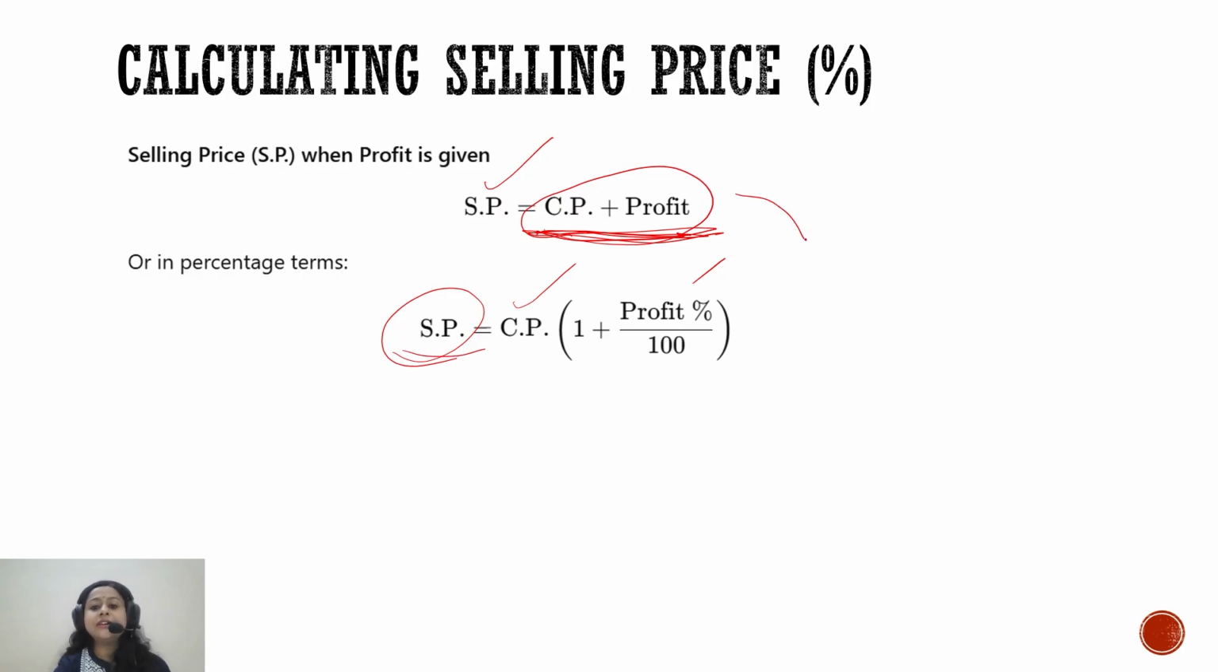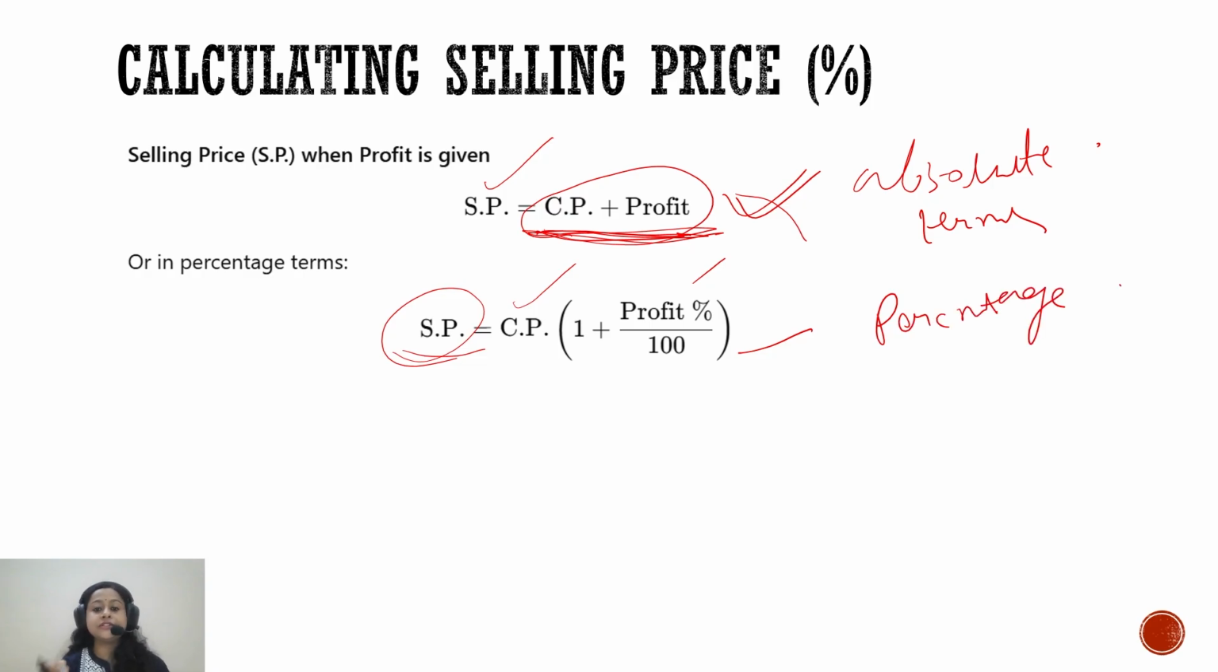The difference between these two formulas is that one is in absolute terms and the other is in percentage terms, where the profit is given in percentage. This is the basic difference between these two.